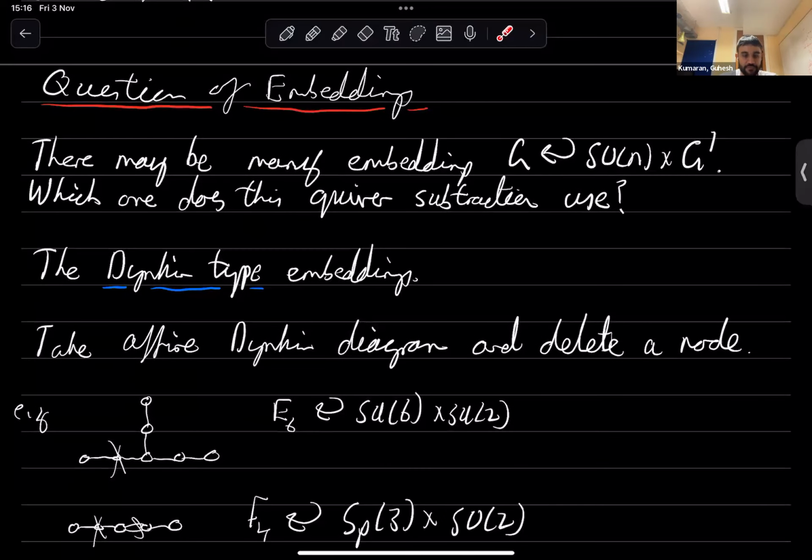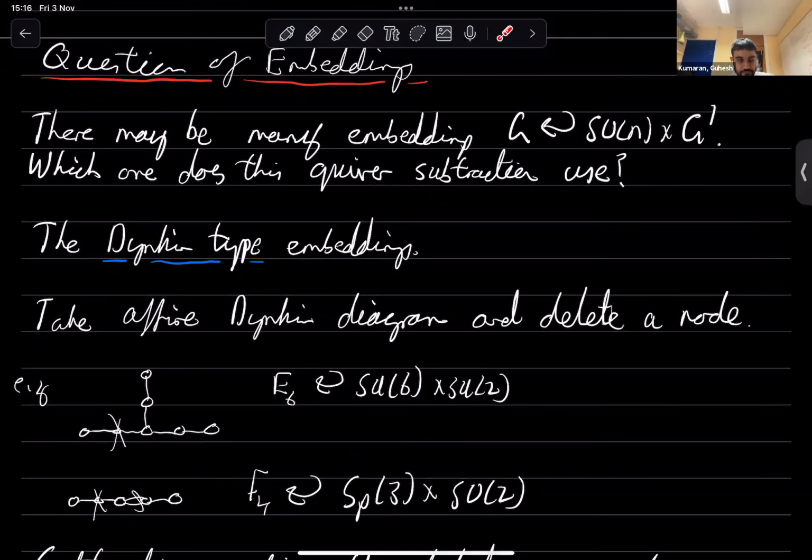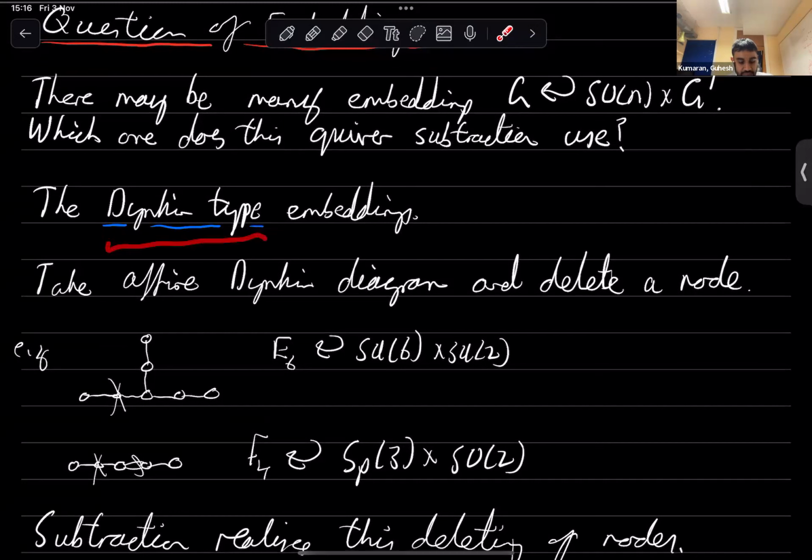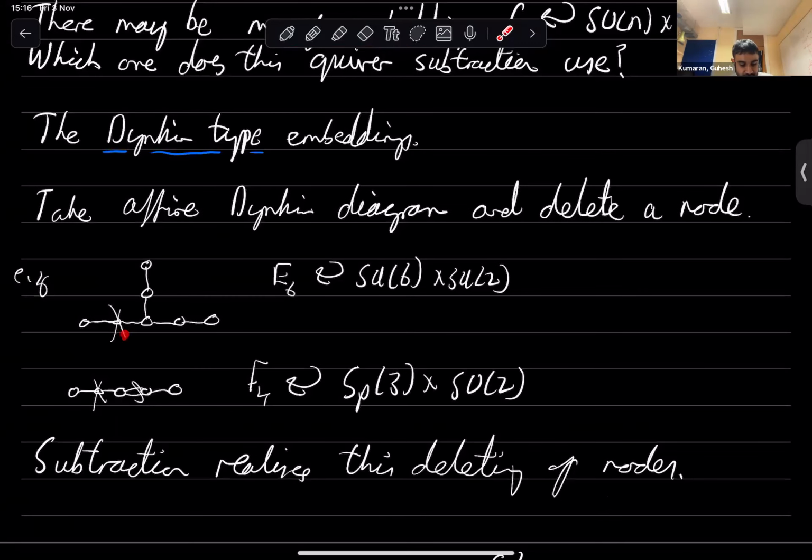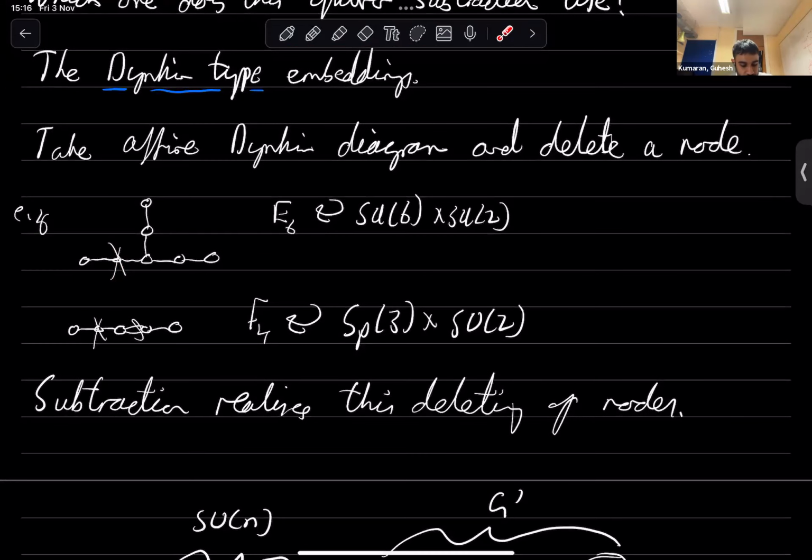So as I said before, you need to pick some embedding in order to do your Weyl integration. So which one do we use? We'll use these so-called Dynkin type embeddings. What you do is you take some affine Dynkin diagram and delete a node. So here's affine E6, and if I cross out this node, I'll get SU2 and then SU6. So this is the SU2 and this is my A5, which is SU6. Similarly with F4, I cross out this node and I have an SU2 and an Sp3.